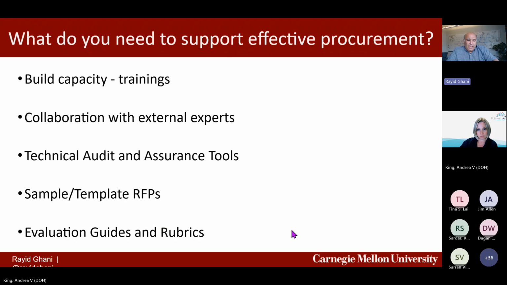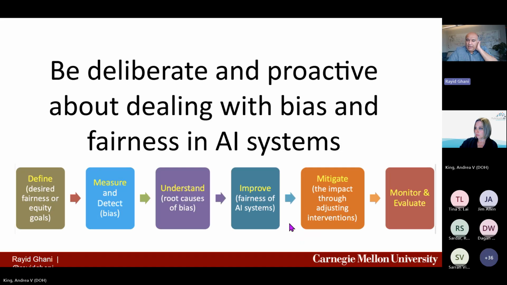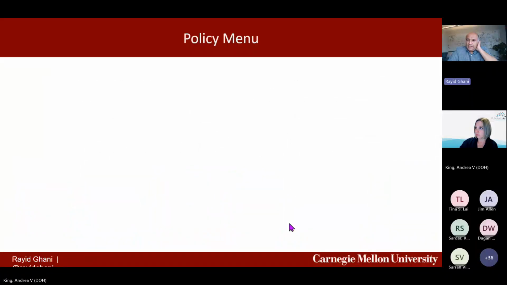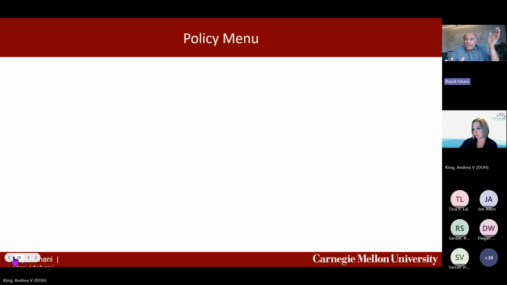I think I can skip that. I think we're out of time, so I'm going to skip this part, but I have slides with links that go deeper into that. Bias and fairness are going to be issues with these types of tools for a while. That's not going to get fixed.